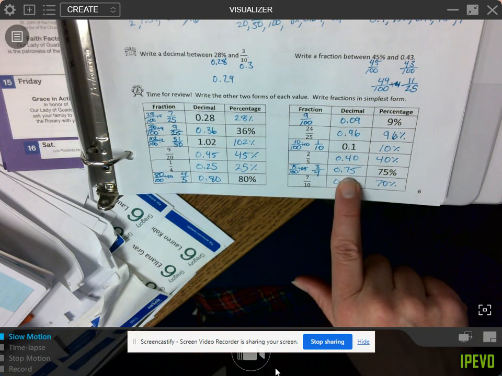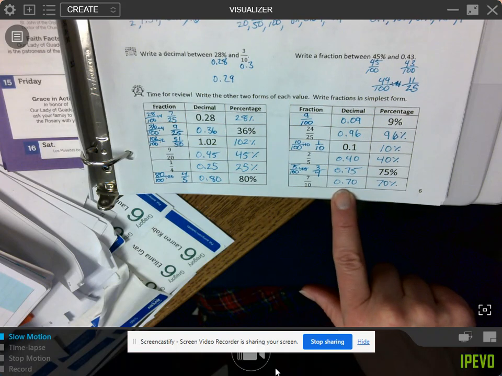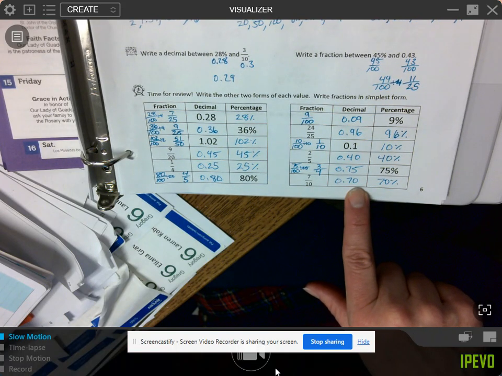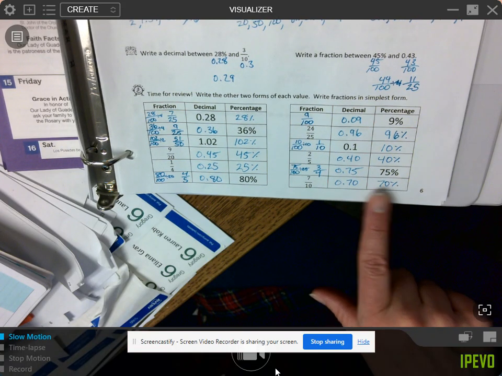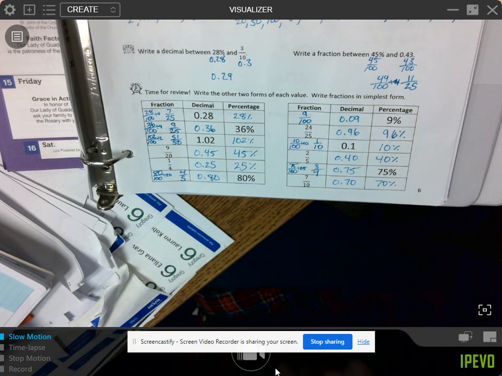3/4 is 0.75, which is 75%. 7/10 is 0.70 or 0.7, which is 70%. Any questions on our second table? So let me see a show of thumbs. How are we feeling about converting fractions, decimals, and percentages? Thumbs up if you're confident. Shaky if you're kind of there, but not quite there.